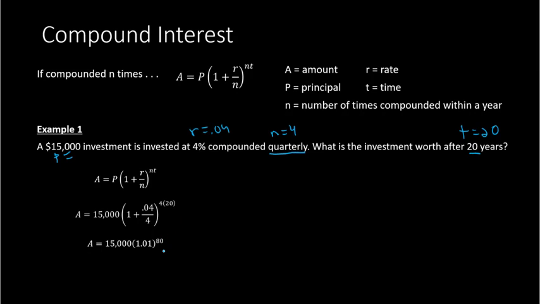And if you type into your calculator 1.01 to the 80th power, you're going to get 2.2167, etc. So you take that number, multiply by 15,000, and that gives you your final answer, which would be $33,250.73. So that is the amount that your investment would be worth after 20 years. That's assuming you're not putting any more money in, and assuming the interest rate stays the same. Notice that after 20 years with that rate, you have more than doubled your original money.